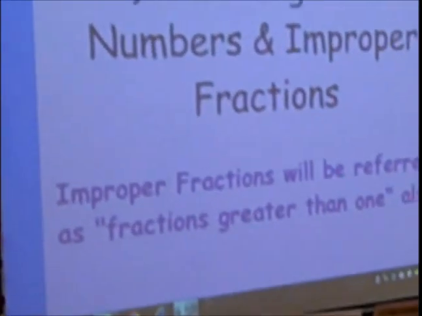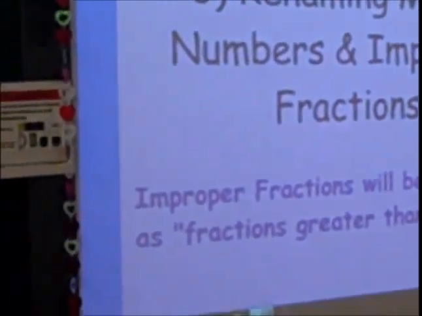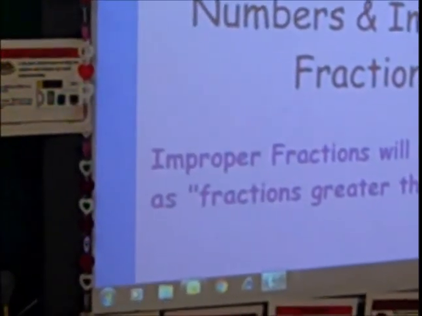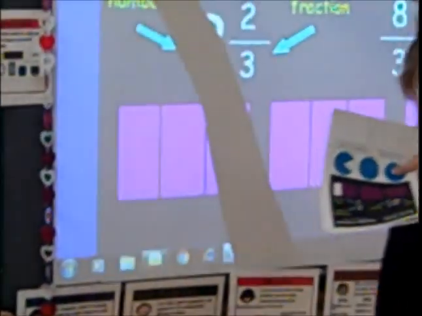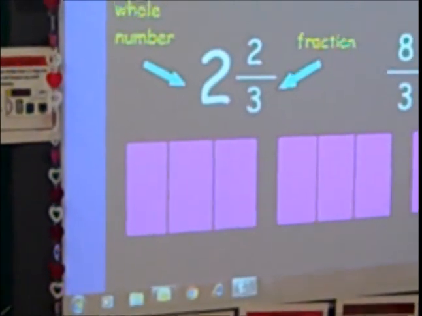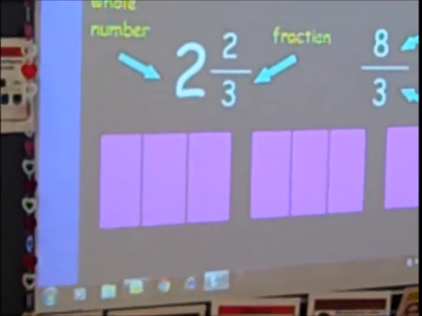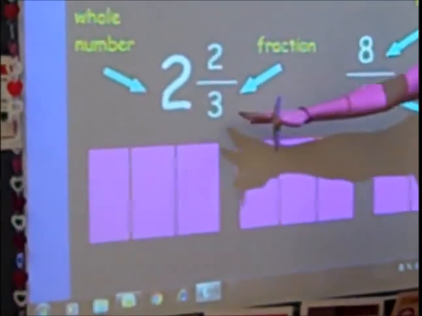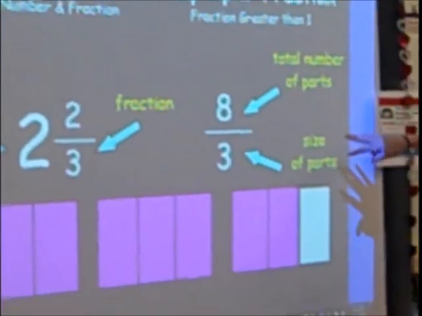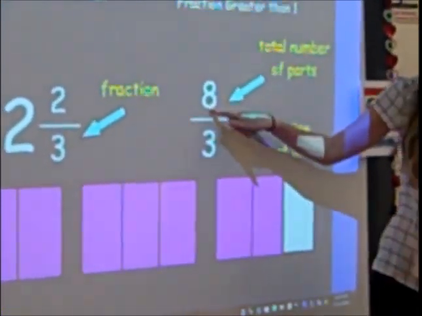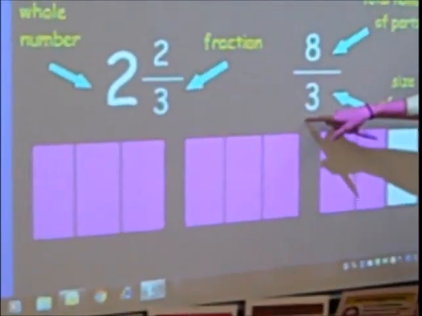All right, renaming mixed numbers and improper fractions. Again, we want them to see that they are equivalent, they are one and the same. So our friends saw some of this today. A mixed number is made up of a whole number and a fraction. A fraction is part of a whole number. And then an improper fraction is where your numerator is greater than your denominator.